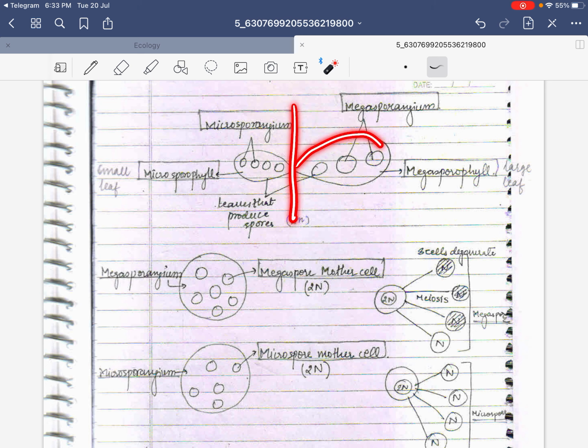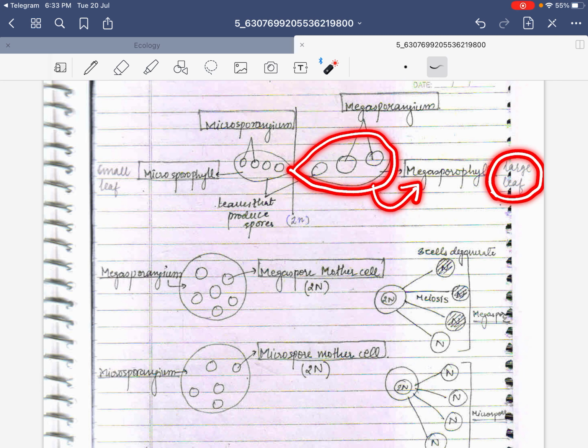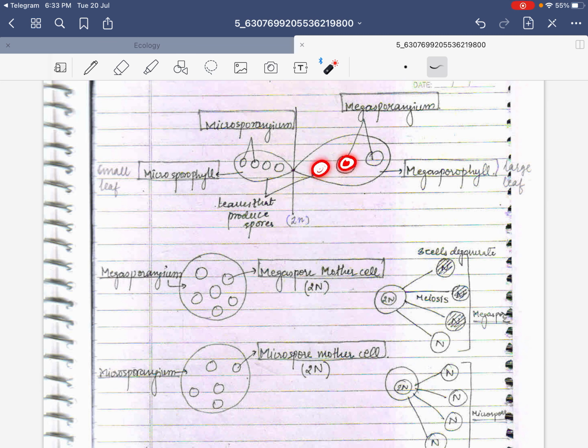Now let us move on to the reproductive structures in the plant body. Let's imagine that this is a plant body we are talking about. Okay? Let us imagine this half is the female one and this half is the male one. In the female, we have got the leaves which we call megasporophylls, large leaf. In megasporophylls, we have megasporangium. Similarly, in the male part, this is called a microsporophyll, small leaf. You can see the difference between the size of leaves here, right? This is the female one and this is the male one.